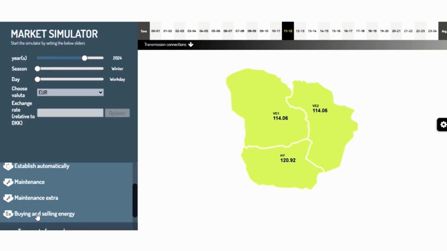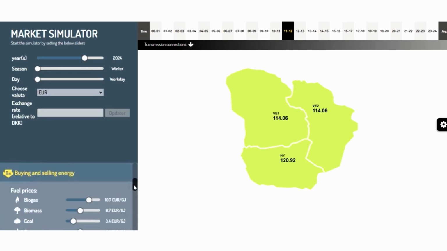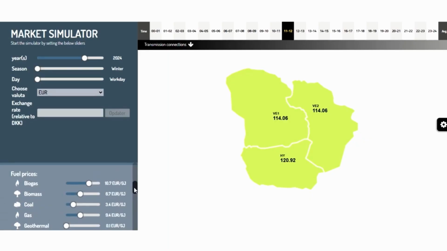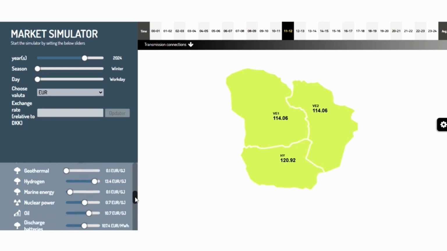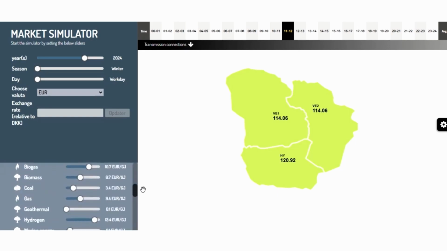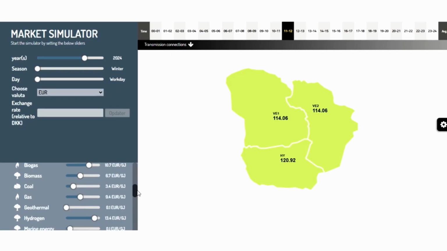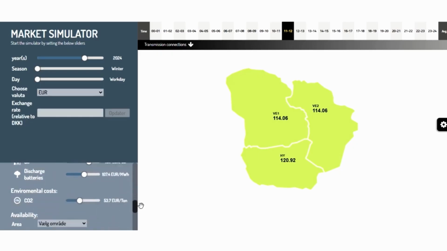And now we will increase the availability of wind power. We do that here by this buying and selling energy part here. And here you can also see the prices of the different types of fuel that we're using in the calculation. These prices could change. So if you don't get the same values as I showed you here, it could be because the fuel prices have changed.